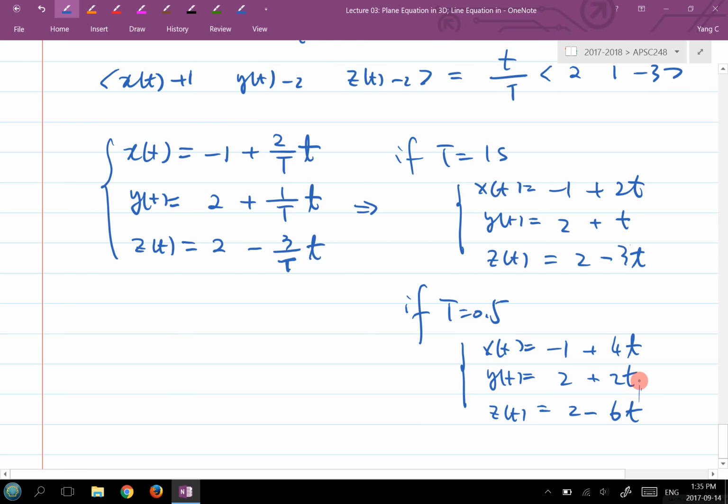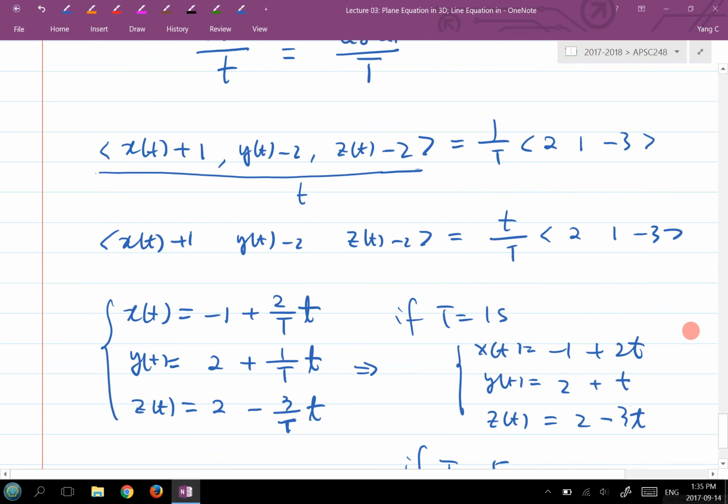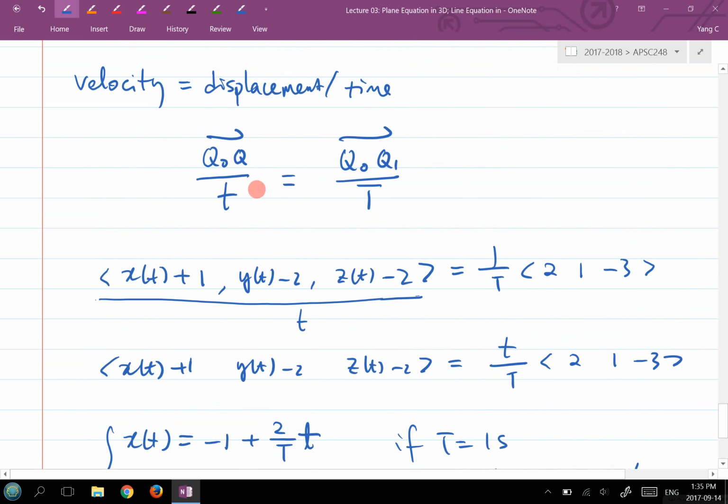So for example, let's take a second look at it here. This is how I derived Q naught Q divided by small t equal to Q naught Q1 divided by capital T. Now if you look at this whole right side here, Q naught Q1 are known. So Q naught Q1 divided by capital T, this is basically what the physical quantity means in here. What does this quantity mean?